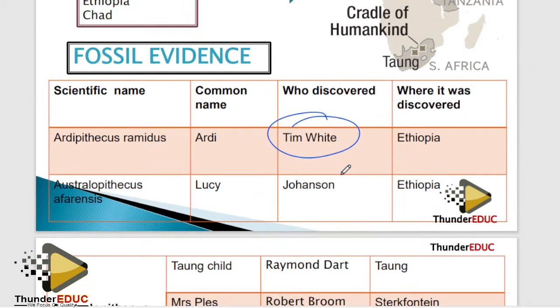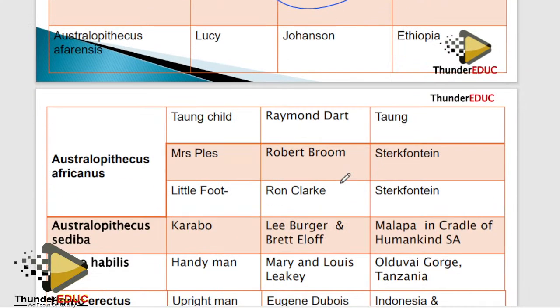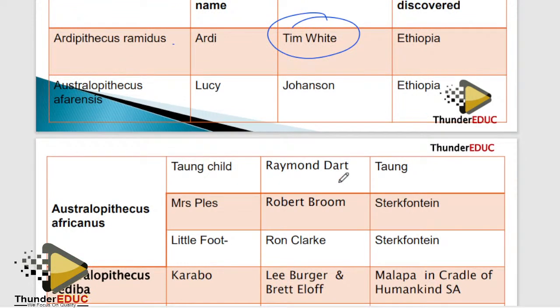So that is the first step. Basically, Ardipithecus is Tim White in Ethiopia, and then Lucy. Who discovered Lucy? Lucy is Johanson, in Ethiopia. You understand? Johanson, Ethiopia. Where were the first two discovered? In the country where there was no colonization. A country which was not colonized. You think about that country and it is Ethiopia. Yes.